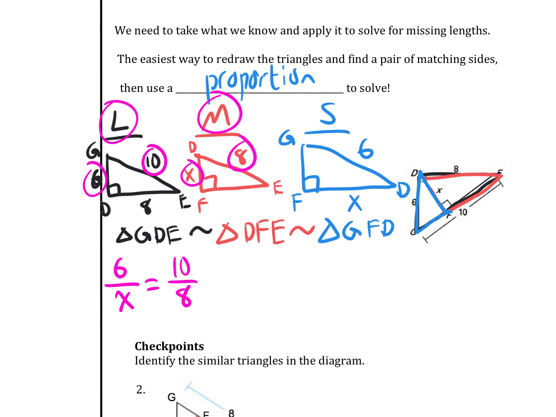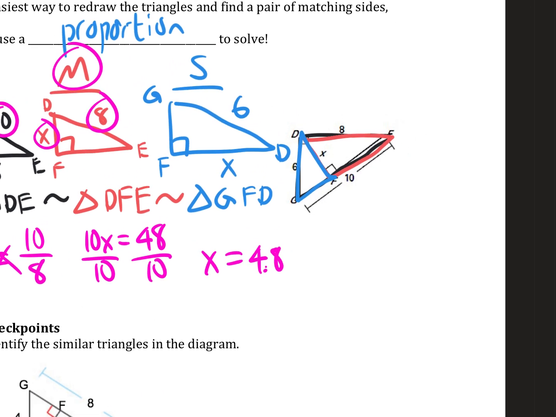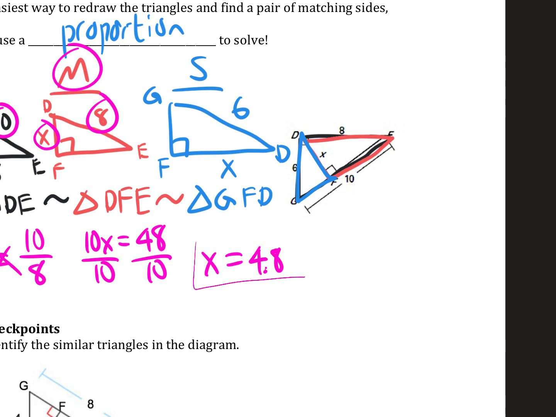All right, how do we solve this now? Cross multiply, so we get 10x equals 48, divided by 10, okay? And x equals 4.8, okay? Now, I'm going to show you, it's basically going to be the same way to solve it here. So 4.8 is the correct answer.